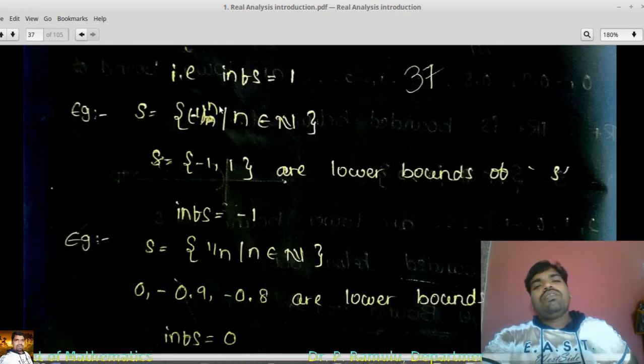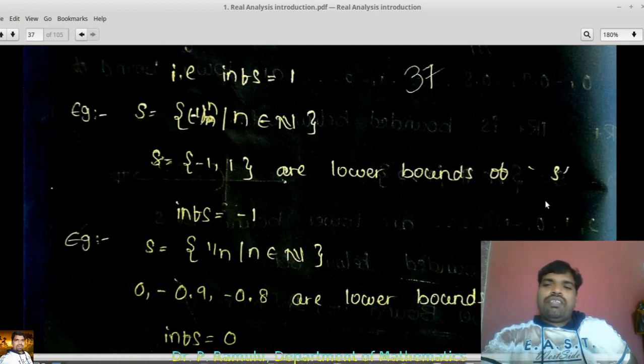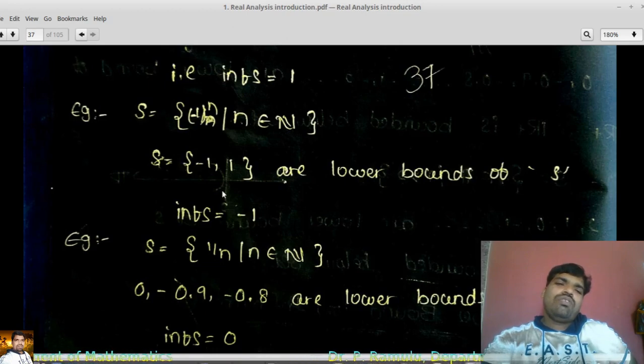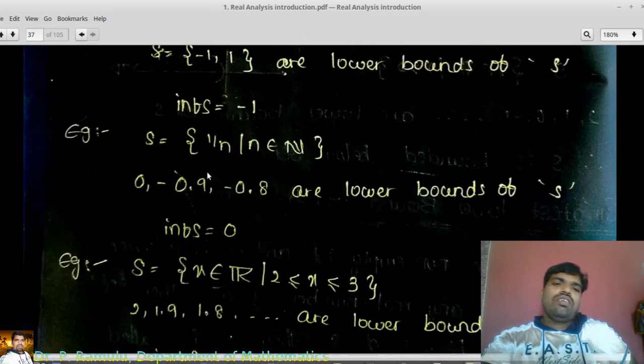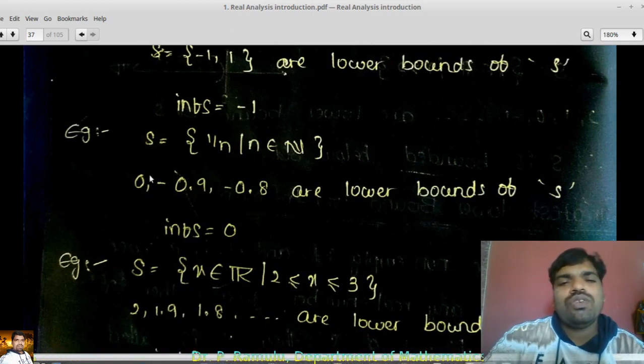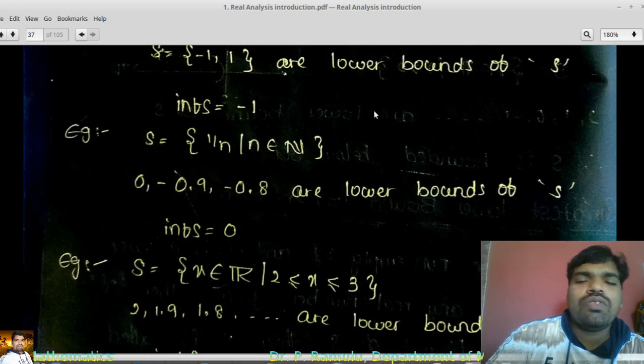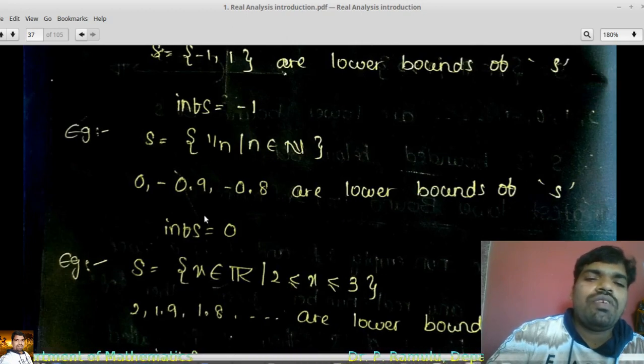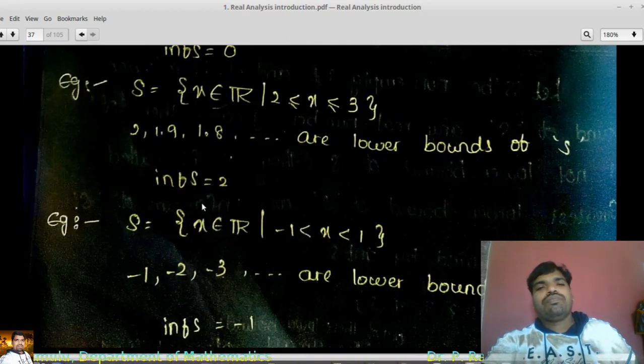S is equal to {minus 1 to the power n, such that n belongs to N}. This set contains minus 1 and 1. Which is the lower bound? Minus 1, and also other elements like minus 2. Which is greatest? Minus 1 is the greatest element. That means infimum of S is minus 1. If I take this set, the infimum is equal to 0. Why? Because 0, minus 0.9, minus 0.8 are lower bounds of S. So infimum of S is equal to 0.